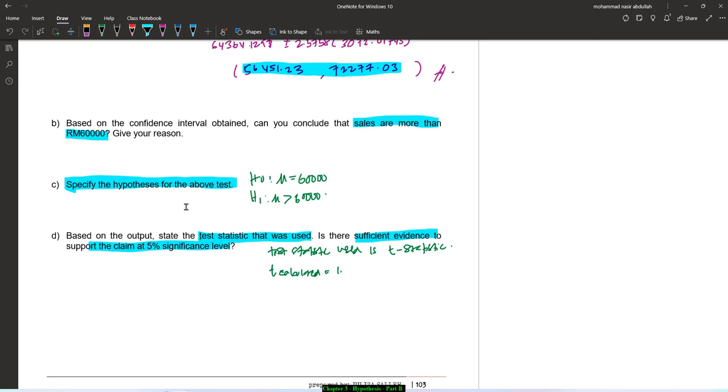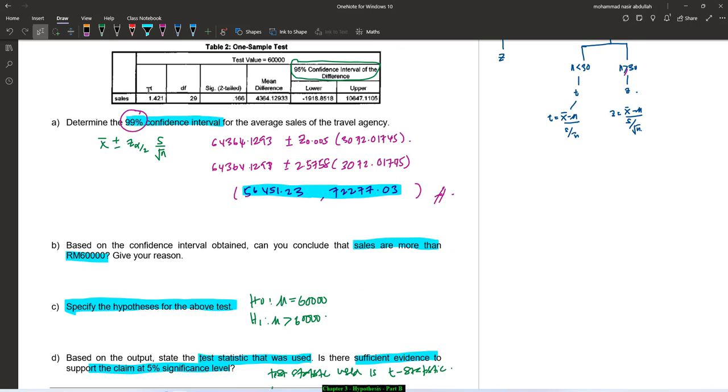1.421. So 421. Right? So mana kita dapat? Di sini lah. Kita ambil dekat sini. Right?